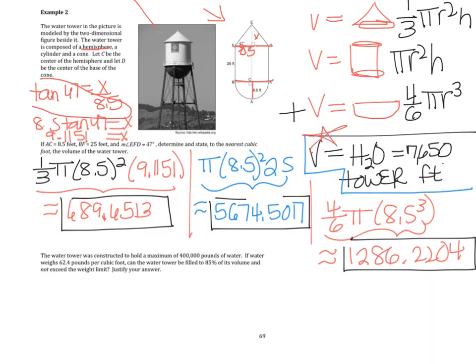So now the water tower was constructed to hold a maximum of 400,000 pounds of water. If water weighs 62.4 pounds per cubic foot, can the water tower be filled to 85% of its volume and not exceed the weight limit? Justify your answer.